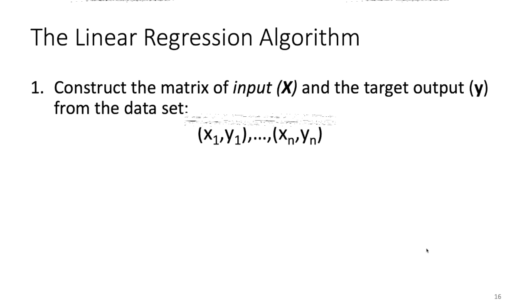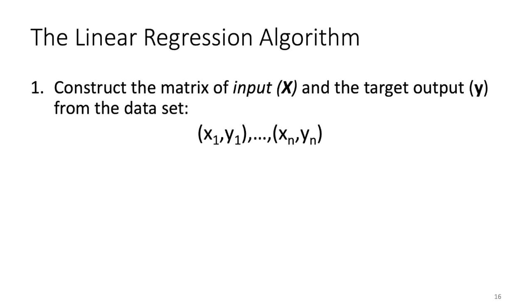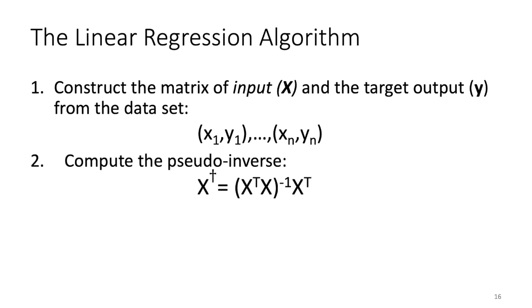Let me just open this again. All right, as a sort of wrap up: for a linear regression algorithm, we construct the matrix of input, we compute the pseudo inverse, and we return W equals the pseudo inverse of X multiplied by Y, and that's going to be the solution. That's the wrap up we normally do.